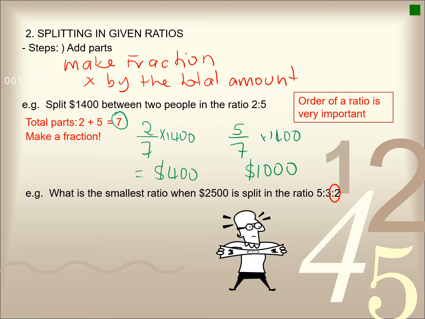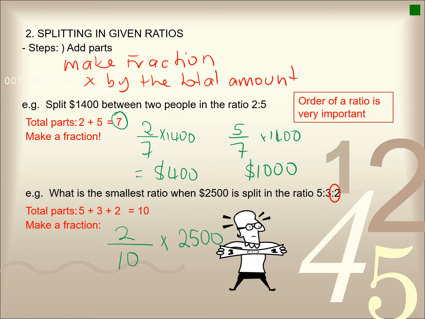Now, the second question is, what's the smallest share when $2,500 is split in the ratio 5:3:2? The 2 here, which I've circled, is going to be the smallest piece. I'm going to do the same system. I'm going to think about the total number of parts, which is 10. Now I'm going to make a fraction. That's going to be 2 parts, the smallest, over 10, and I'm going to times that by 2,500. And that gives me 500. So the person with the smallest amount in that ratio got $500.